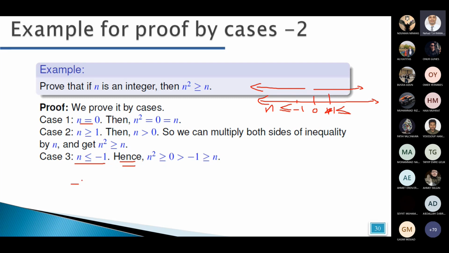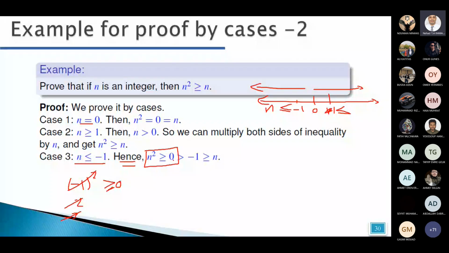Any negative number, minus 1, minus 2, minus 3, minus 100, if you make it to power 2, you will get a number more than or equal 0. Yes, because a negative number to power 2 becomes positive. This one equals 1, which is more than or equal 0. This one gives you 4, and this one gives you 9. So any negative number to power 2 will be more than or equal 0. So this is the first part.